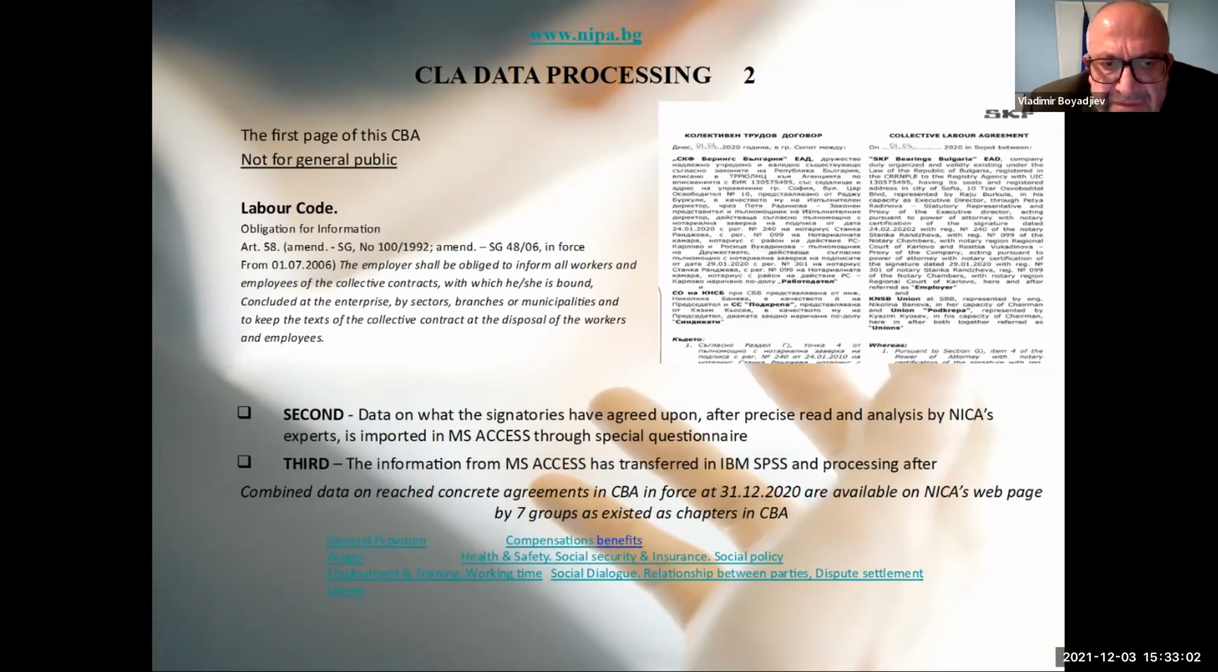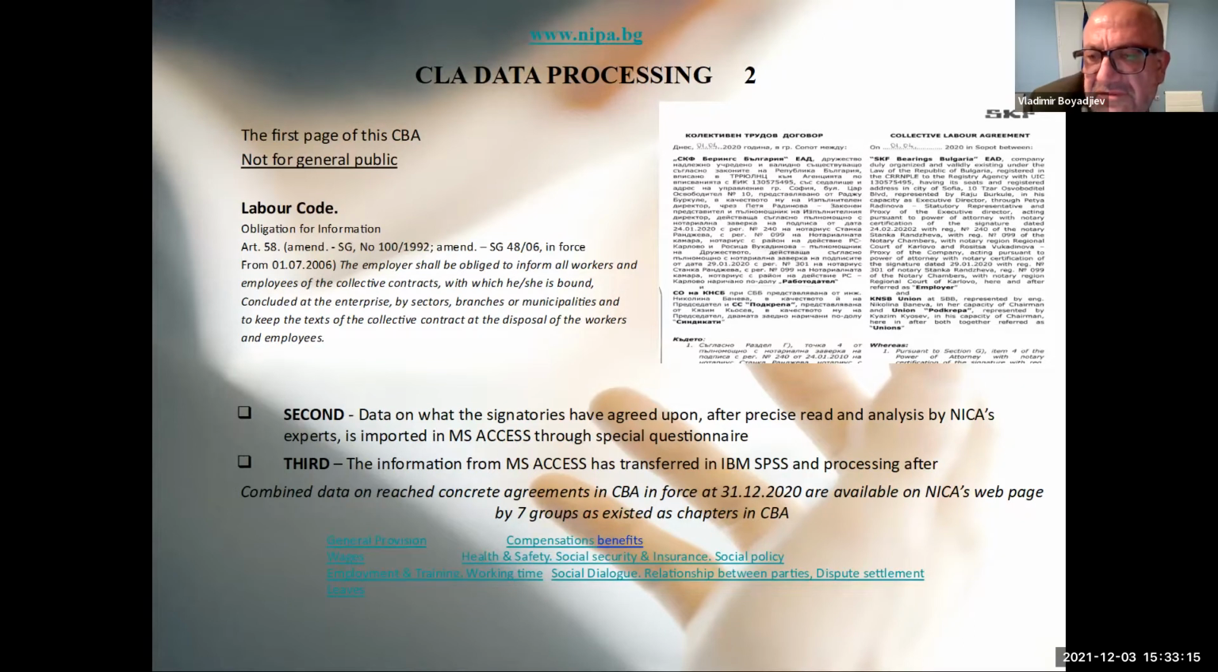So my first point is, during this project, I guess we can provide the text of the collective bargaining agreement on enterprise level. This is not allowed in Bulgaria because some sensitive information included in the CBA is not for the general public.